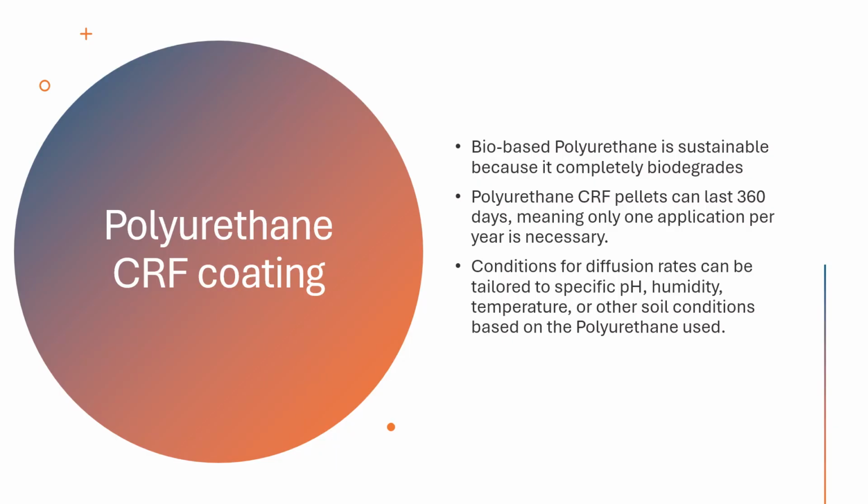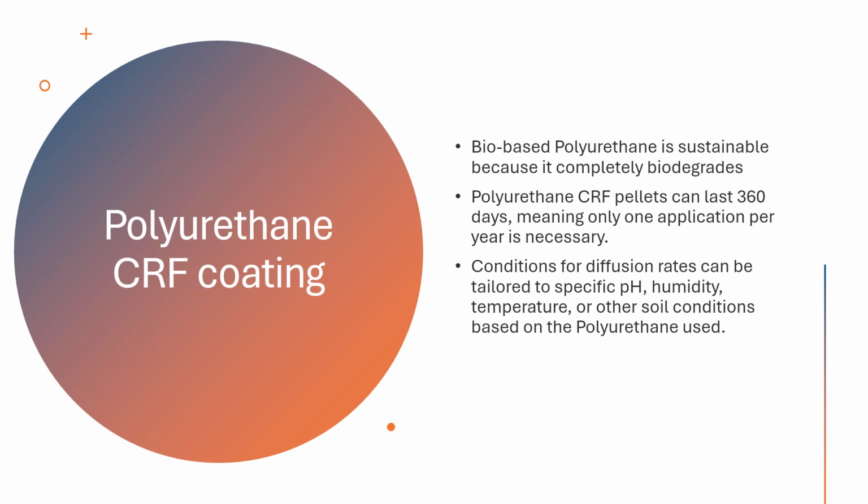This slide goes over a few of the benefits to using polyurethane as your preferred coating for CRF pellets. First benefit being that bio-based polyurethane is sustainable because it completely biodegrades in the environment. This means that no leftover harmful chemicals or microplastics are left in the environment. Another benefit is that CRF pellets using polyurethane can last up to 360 days, meaning that it's approximately an entire year's worth of fertilization just from one dose. This means that plants using this type of fertilizer require a lot less manpower because they don't need to be as frequently fertilized.